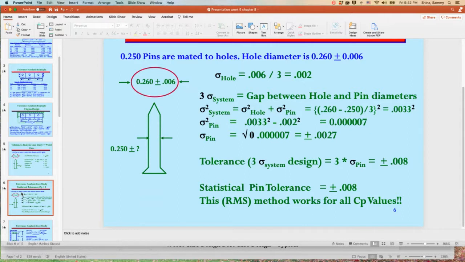So the RMS method allows you to open up the tolerances of the specification, and the penalty, of course, is that there is a slight number of rejects. We do not guarantee that every part meets the specification, or every part will mate where it's going to be.